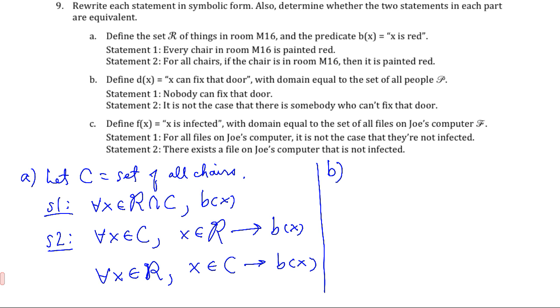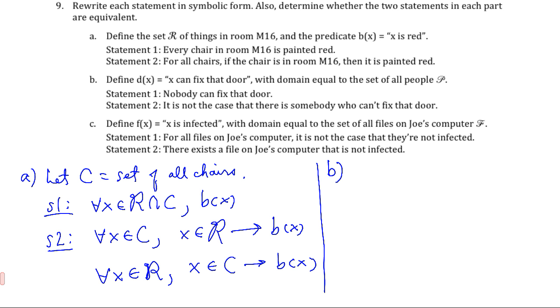For part B, D is the predicate that X can fix that door, and the domain is a set of all people P. Statement 1 says nobody can fix that door, and statement 2 says it is not the case that there's somebody who can't fix the door. Statement 1 is clear enough. Statement 2 has these double, triple negatives going on. It's not the case that there is somebody who can't fix it. That means that everybody can fix the door, right? If it is the case that there's somebody who can't fix it, then somebody can't fix it. But if it's not the case, then everybody can fix it. So they're not equivalent.